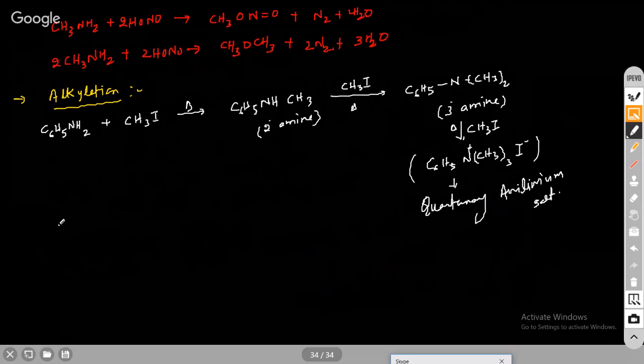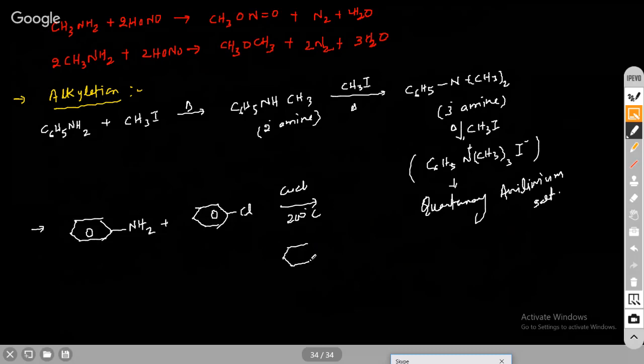One important reaction we have, which we'll see later also among the reactions of aniline. This is aniline, NH2. When this reacts with aryl halide, which is Cl, in presence of CuCl, at 200 degrees Celsius heating, the product will be, HCl goes out and we get diphenylamine.